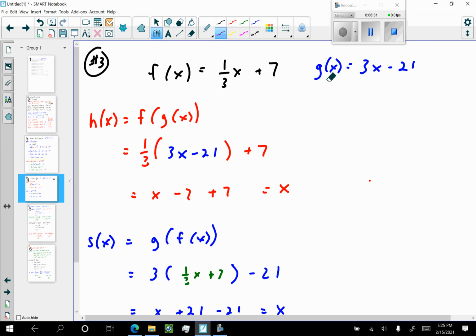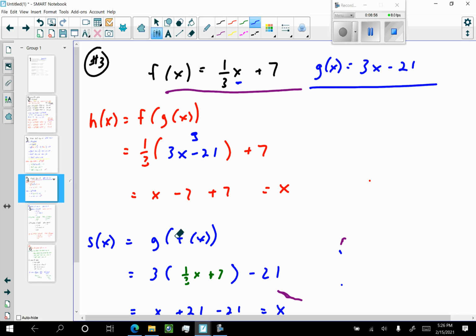And let's do an easier version. Here I have two linear functions. I have f of x is equal to 1/3 x plus 7. I have g of x is equal to 3x minus 1. I want to find, again, h of x, which is going to be f of g. So wherever I see x in f, I'm going to put g. So this guy right here is g.